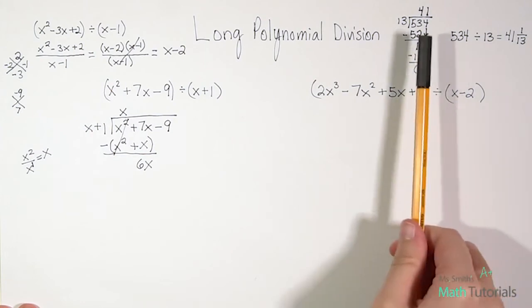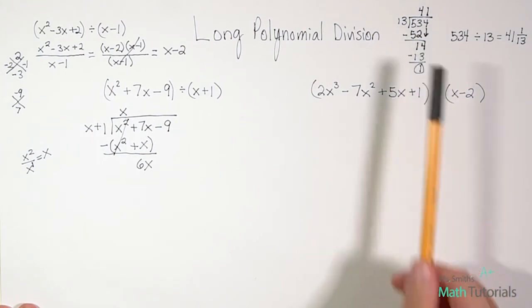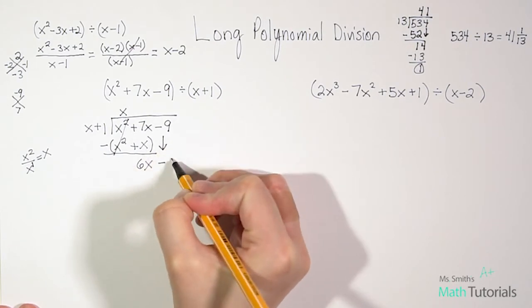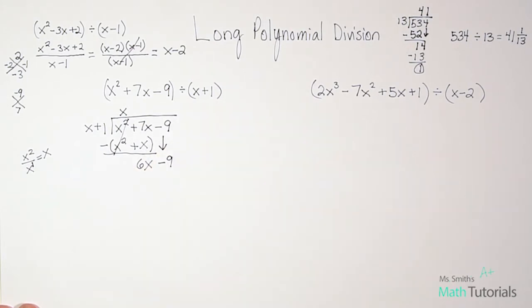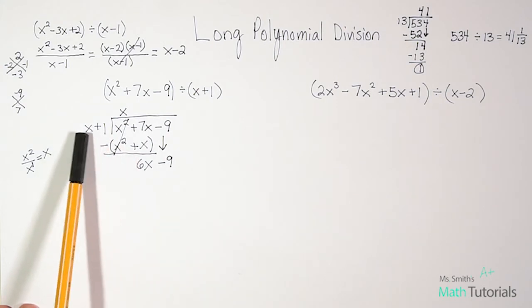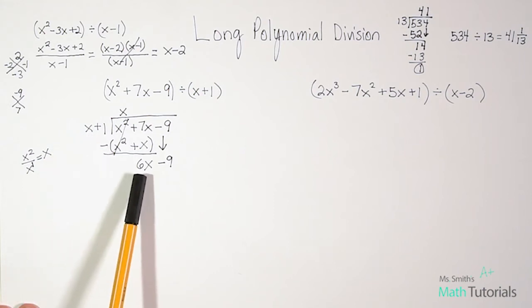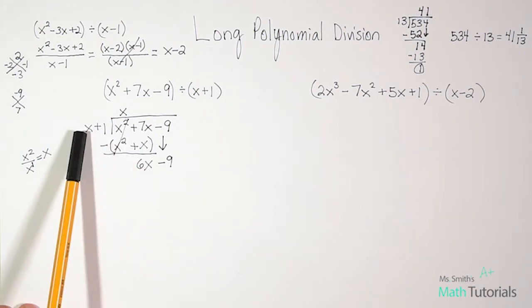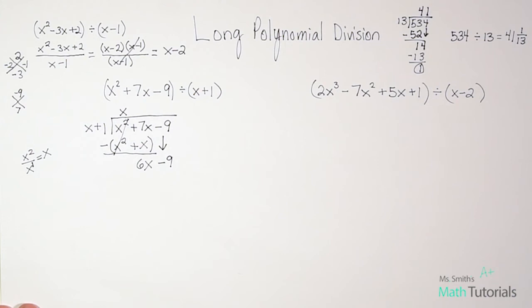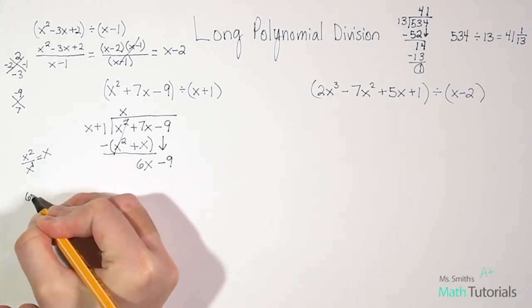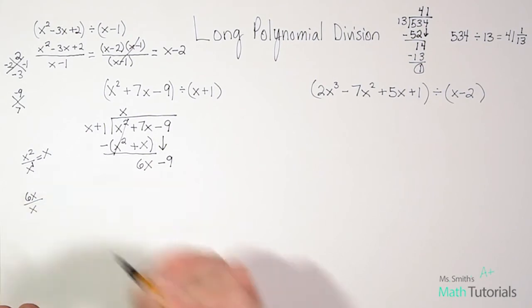And now just like we brought that 4 down in that problem, we're going to bring this negative 9 down, and we start the process again. So now we say, instead of jumping here, we're going to jump down here. We're going to say, okay, what is 6x divided by x, right? And we do that kind of over on the side. It's just easiest, I think, than trying to do it in your head. So we write 6x divided by x.